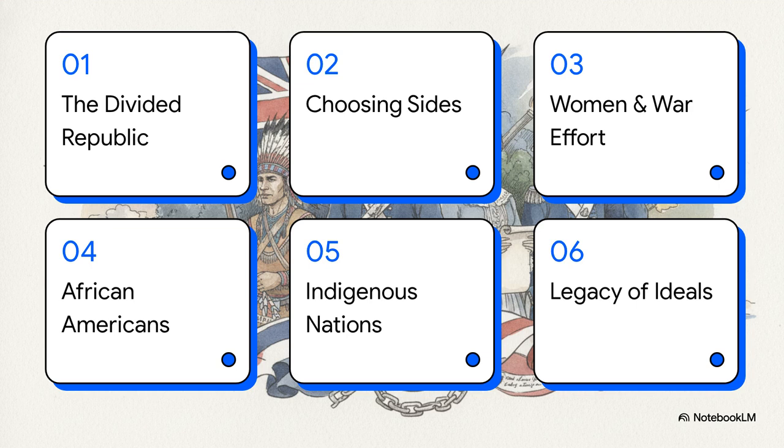Here's our roadmap for today. We'll be looking at 1. The divided republic. 2. Choosing sides, the Loyalists. 3. Women and the war effort. 4. African Americans and freedom. 5. Indigenous nations. And 6. Legacy of the ideals. We're going to use a cause and effect lens to see exactly how the language of the revolution shaped these distinct groups.